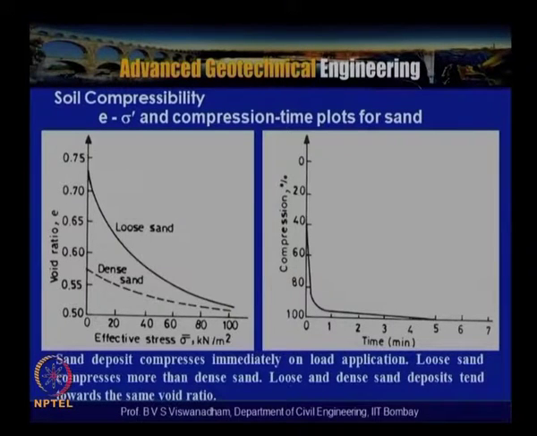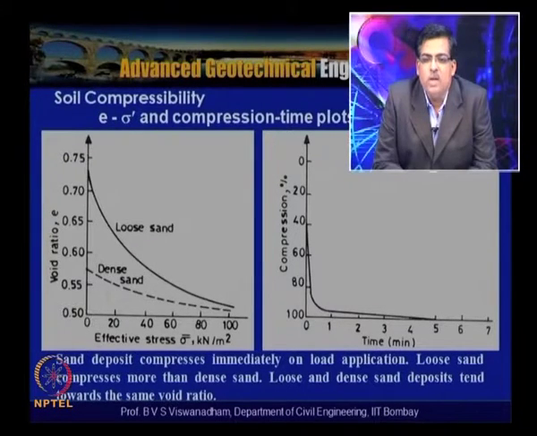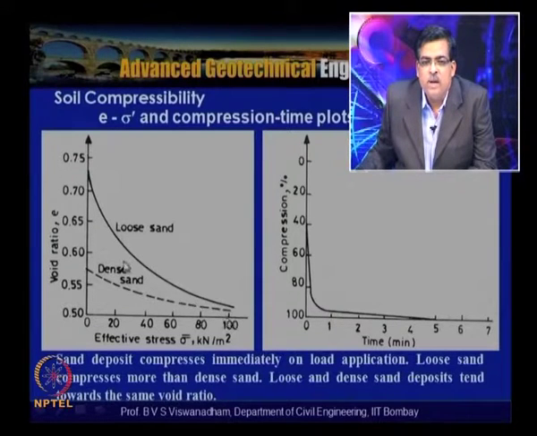Now we look into the response of soil to applied stresses. If you have sandy soils, we said that sands undergo compression relatively faster. In this slide, e versus sigma dash and compression time plots for sand are shown. As can be seen, within a short span of 1 or 2 minutes, the sand undergoes compression. For a loose sand, the void ratio reduces from 0.75 to somewhere around 0.5, 0.52 or so.